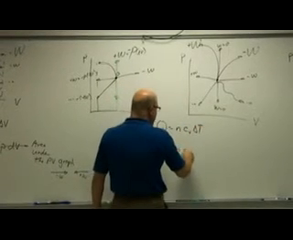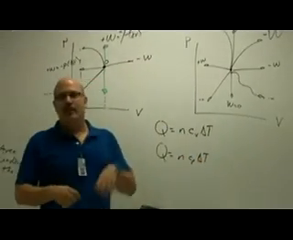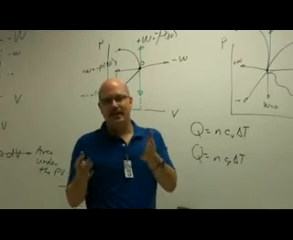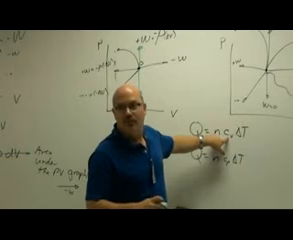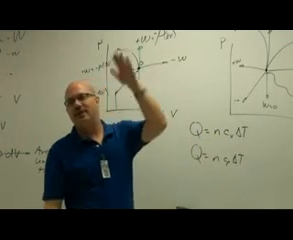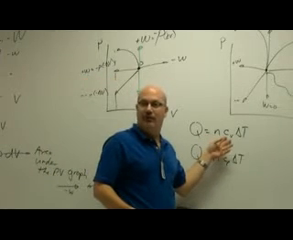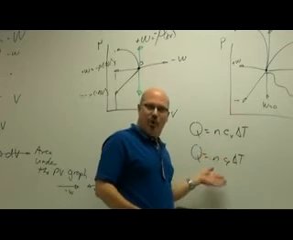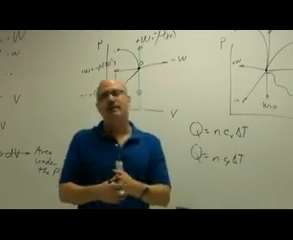Q equals nCp delta T, because for a solid and a liquid, the objects don't change volume, and so technically, in chemistry, you're always using this one, constant volume specific heat. But for a gas, since the gas can change volume, there's actually two different ones, depending on whether you have a constant volume or a constant pressure. And we usually use n, number of moles, for a gas, instead of the mass of the gas, okay?